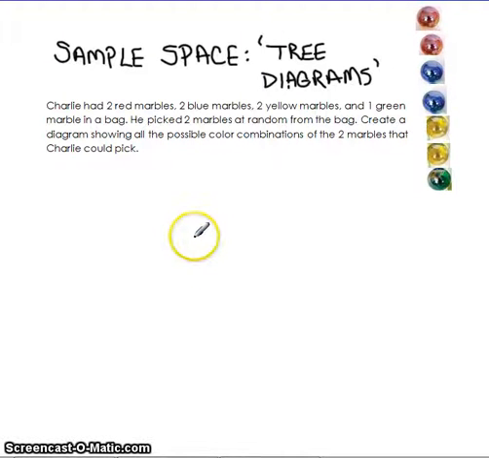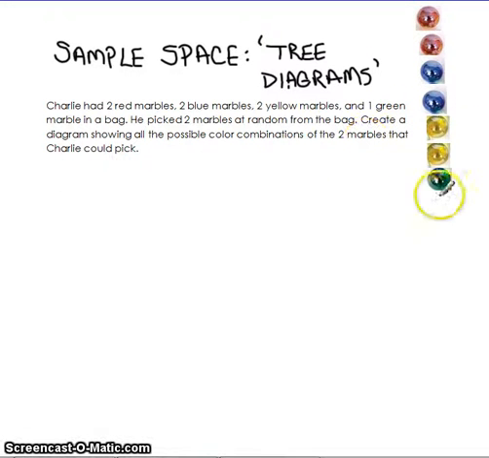Here's how you do sample space tree diagram. Sample space just means showing all the mathematical possibilities that can happen in a given situation. So here's our situation. Let's read it together. It says, Charlie had 2 red marbles, 2 blue marbles, 2 yellow marbles, and 1 green marble in a bag. He picked 2 marbles at random from the bag. Create a diagram showing all the possible color combinations of the 2 marbles that Charlie could pick.